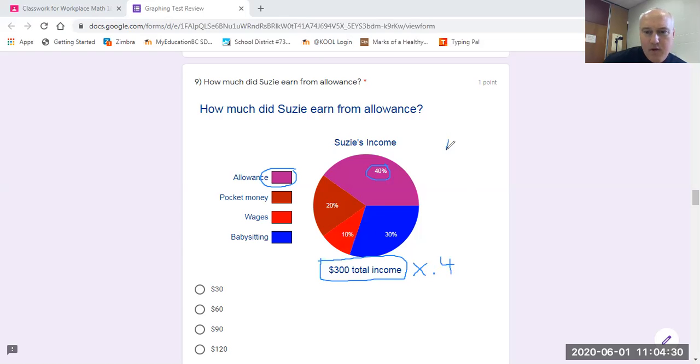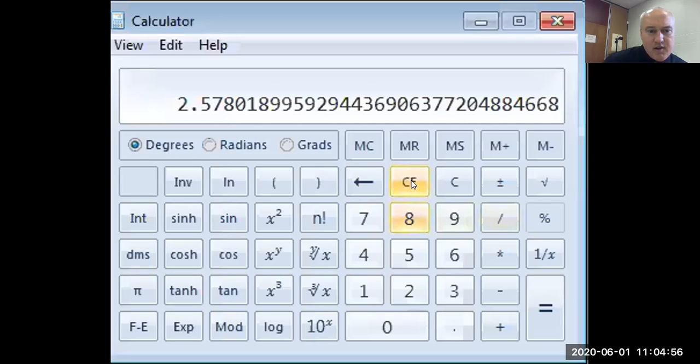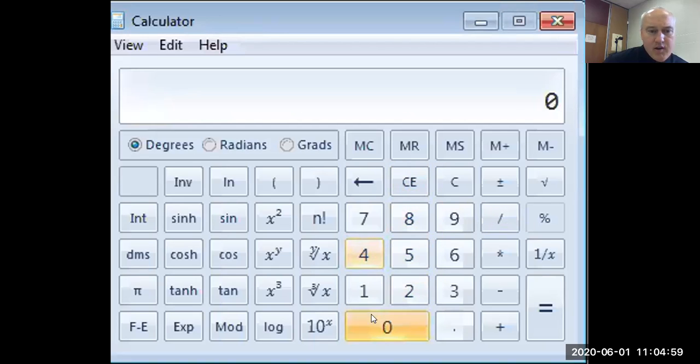And once again, the decimal equivalent of 40% is 0.4 because 40% divided by 100% is equal to 0.4. And so when I take 300 times 0.4, I should arrive at a value of $120, which is what the allowance portion represents. So let's take a look at that using a calculator. The very first thing we need to consider is, what is 40% again? It's 40 divided by 100, so the decimal equivalent is 0.4. We then multiply that 0.4 by the 300 total income to arrive at that $120 value.